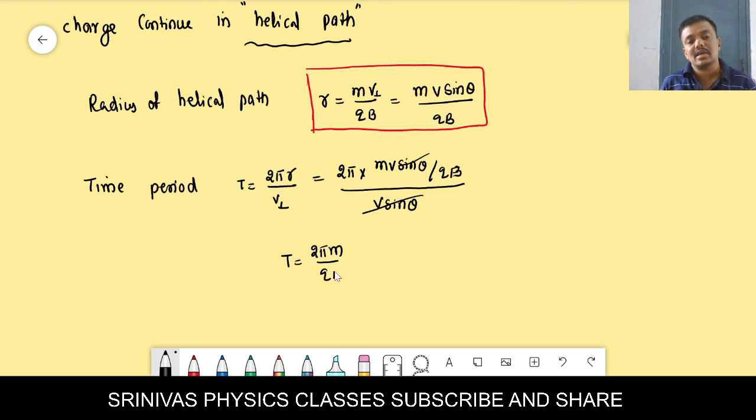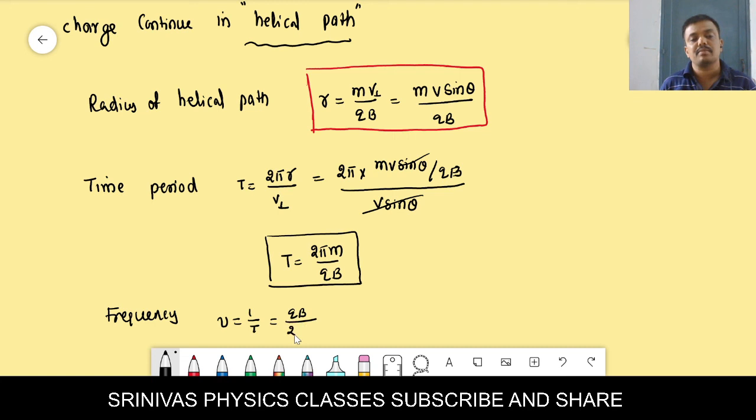That means in case 2 and case 3, the time period formula is the same, but the radius formula is different. If you want the frequency formula, frequency means how many rotations it takes per second. Frequency is the reciprocal of time period. You write it in reverse, that is qB by 2 pi m we will get.